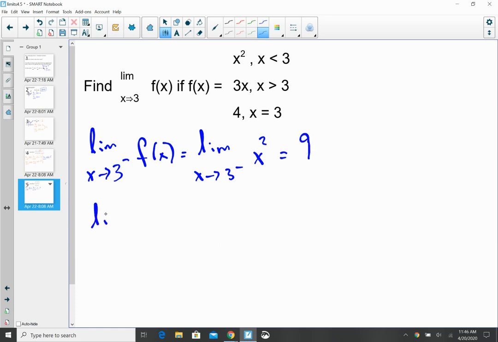Let's go on. The limit as x approaches 3 from the right of the function. And the right is greater than. And that's 3x. 3 times 3 is 9. So the limit equals 9.